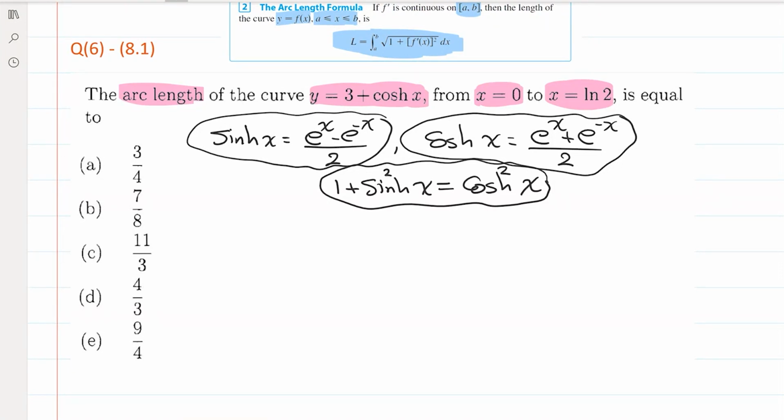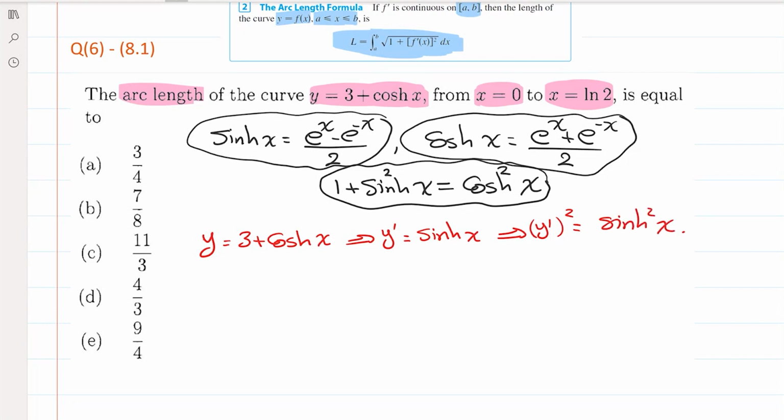Yes. First, I derive the function. So the function is 3 plus cosine hyperbolic x. You derive it. Its derivative will be what? It will be sinh, or sine hyperbolic. And y prime squared will be what? It will be sine hyperbolic squared. Good. Then you substitute in the rule, right? Yes. 1 plus sinh squared.